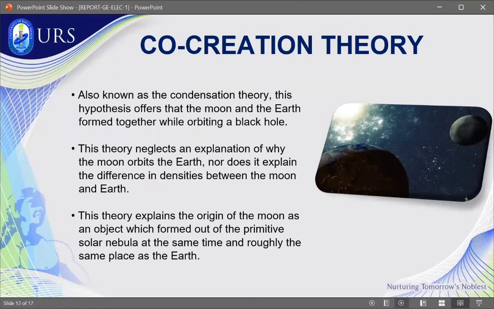Good day, everyone. I'm Neomeline Baltasar, and I will discuss co-creation theory. Sinasabi dito na ang Earth at Moon ay nabuo ng sabay habang umiikot sa sinasabing black hole. Ang theory na ito ay hindi kayang ipaliwanag kung bakit umiikot ang Moon sa Earth, at hindi din ma-explain dito kung ano ang pagkakaiba ng bigat ng Moon at ng Earth.